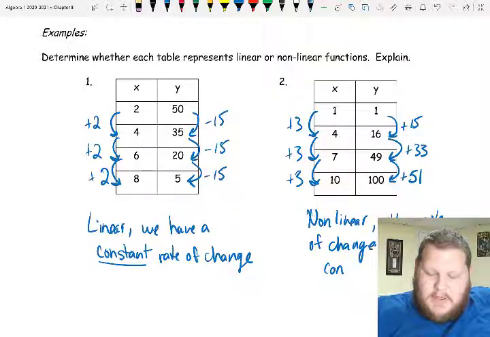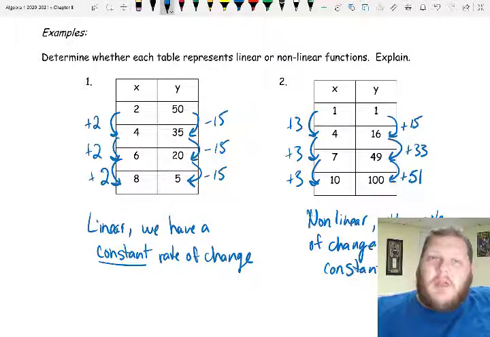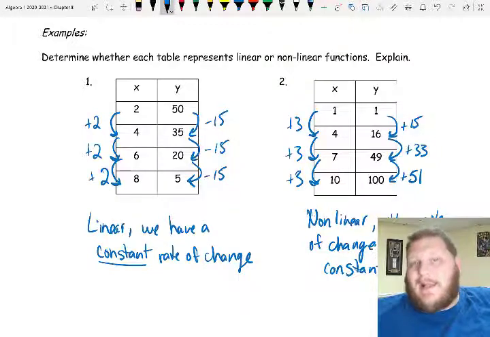If I can spell here, constant. And again, those answers could be the same and really should be the same for all of these. Yes, there is a constant rate of change, so it's linear. No, it's not a constant rate of change, therefore it is nonlinear.